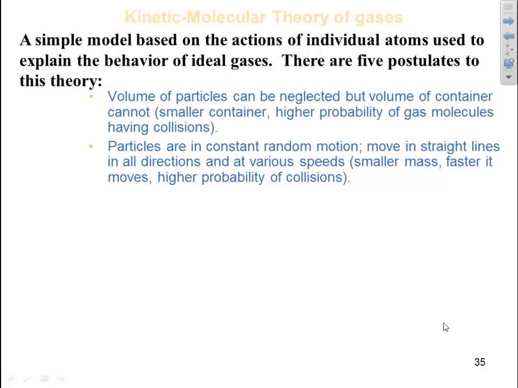2. Particles are in constant random motion. They move in straight lines in all directions and at various speeds. So the smaller the mass, the faster it moves, the higher the probability of collisions, and increasing the pressure in the container.